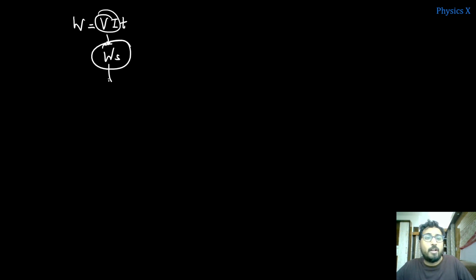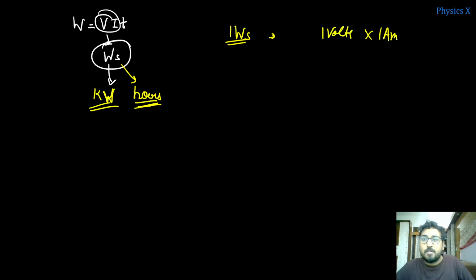Suppose I want to write this in kilowatts, and for seconds I want to use hours. So this is quite a bigger unit. So 1 watt second is what? 1 watt second is nothing but 1 volt into 1 ampere into 1 second, right?